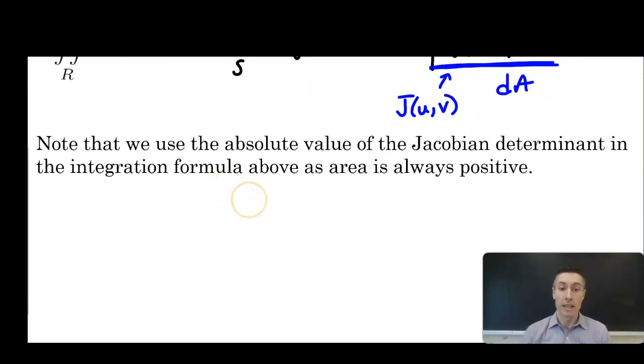Note that we use the absolute value of the Jacobian determinant in the integration formula above, as area is always positive. That's something you might want to highlight. Remember, a negative Jacobian just told us that there's some rotational element to the mapping, but for our purposes with our double integrals, we're really focused on just the area part of the Jacobian, so we want to make sure we take the absolute value of any negative Jacobian we get.